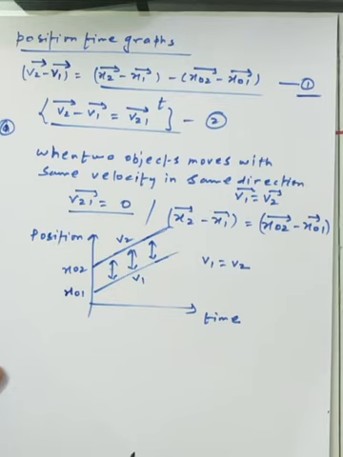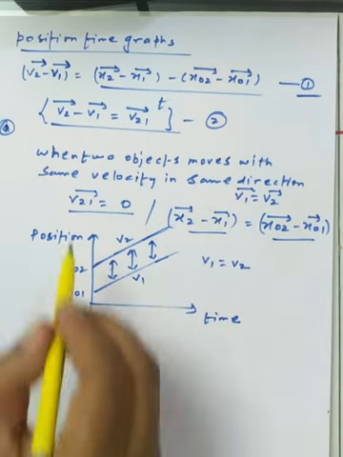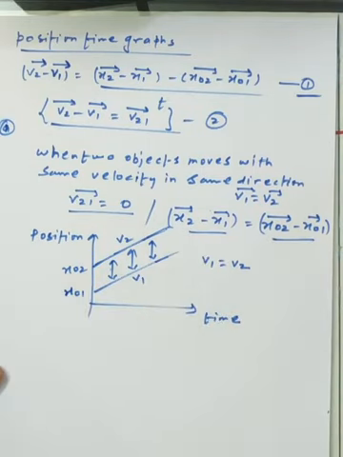So this is the type of graph for two objects having the same velocities. The relative separation between them will be the same as they are moving on a road. So the relative velocity between them is 0.